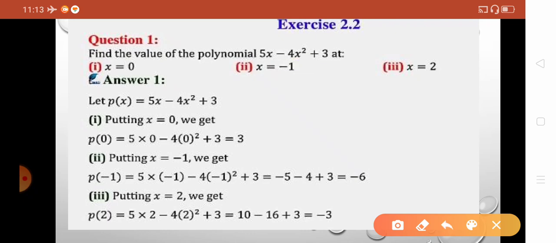So we have to find the value of this polynomial at x is equal to 0. So we will put the value of x is equal to 0. In this way we will find out the value. So we will put 0 in place of x.